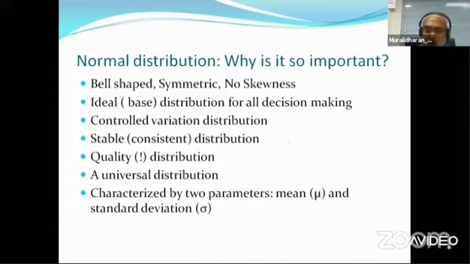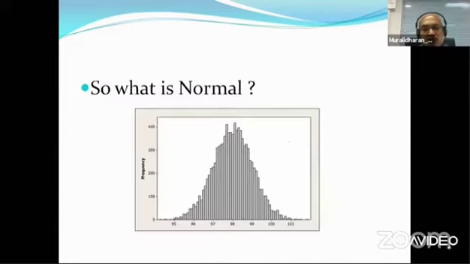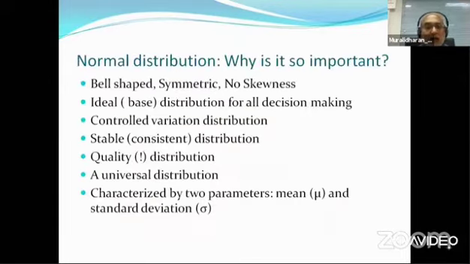It is bell shaped, as you can see from the graph. It is bell shaped, symmetric about the mean. You can see in the middle. It's considered to be an ideal distribution for all decision making. That is very, very important. It's a very important sentence.